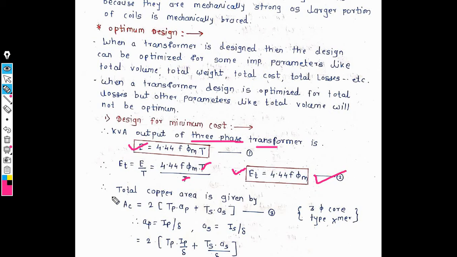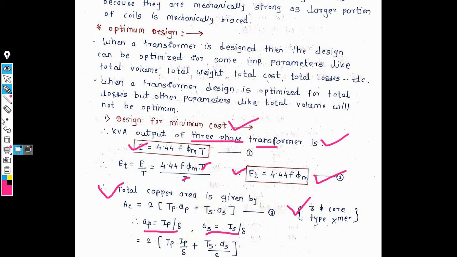Then we also have to calculate the total copper loss of the three-phase transformer. This concept I have already explained in unit number 2. Now we select two windings, then TP into AP plus TS into AS. But the formula is AP is equal to IP upon sigma, AS is equal to IS upon sigma. That means in this design we have to calculate the minimum cost of the three-phase transformer. Then AC is equal to 2 into TP into IP upon sigma plus TS into IS upon sigma.